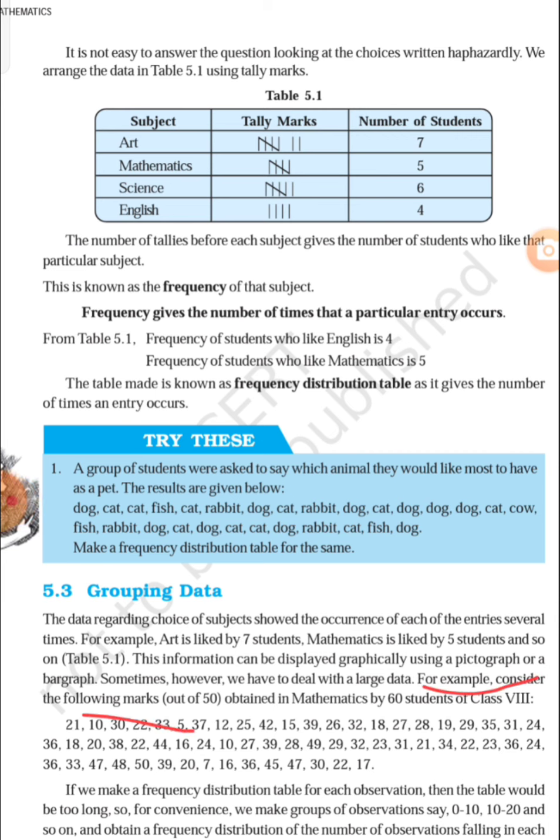Consider the following marks out of 50 obtained in mathematics by 60 students of class 8. Suppose there are 60 students of class 8 who are getting mathematics marks like this. That means 60 numbers are given for the 60 students, and these marks are out of 50. So the first student gets 21, the second one 10, the third one 30, the fourth one 22, and so on. That kind of marks they are getting.